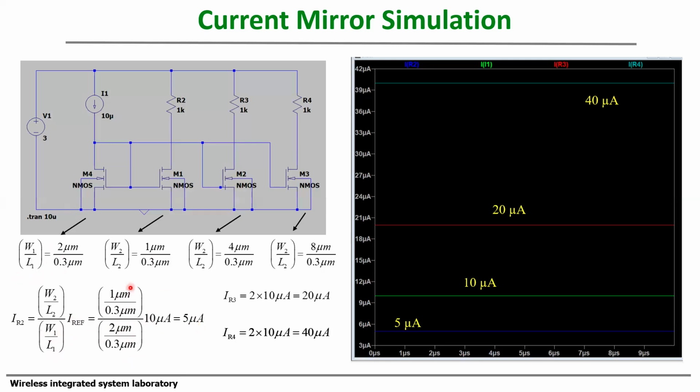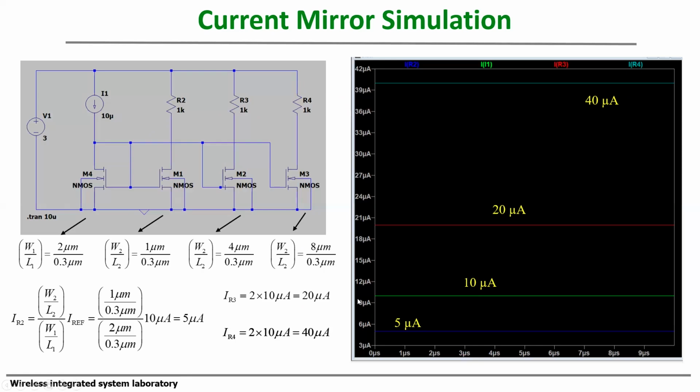Similarly, using this method and technique, I can obtain the current through R3 and R4, which are 20 microampere and 40 microampere respectively. In the simulation also, you will see the same values. See, this is the reference value, 10 micro, which is already given in the circuit. The current to R2 is 5 microampere, the current to R3 is 20 microampere, and the current to R4 is 40 microampere. So the simulation and the theoretical values are the same, which confirms the operation of the current mirror.